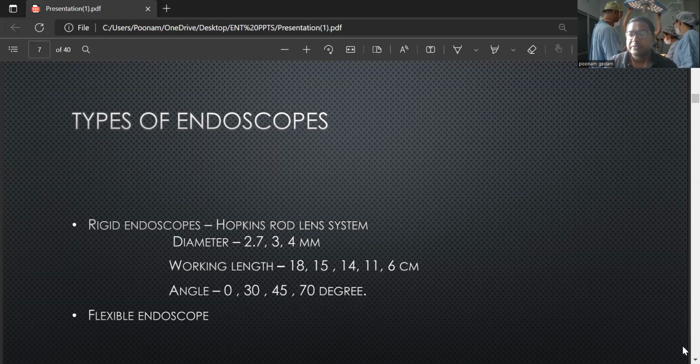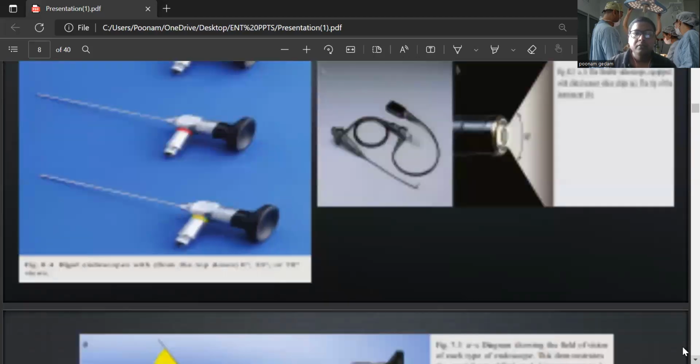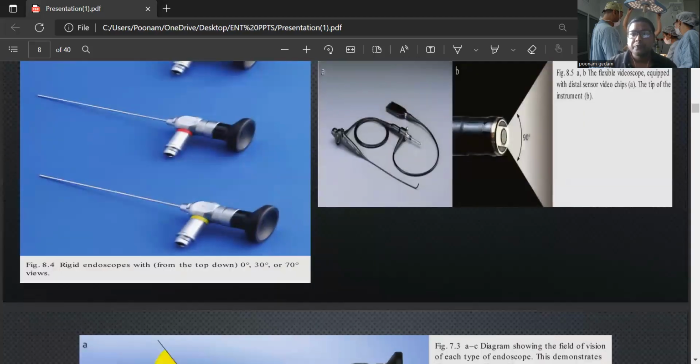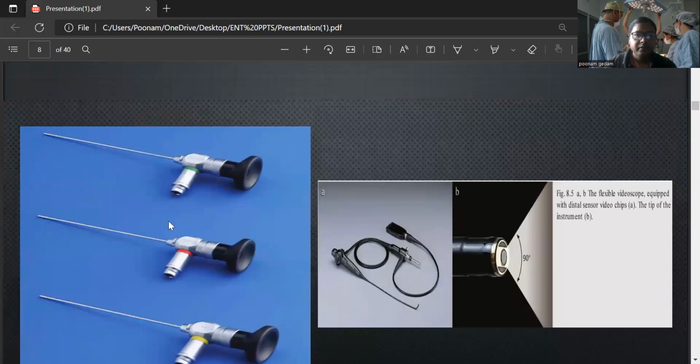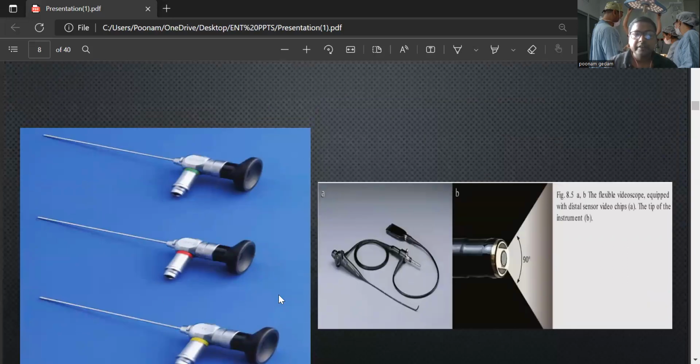There are also flexible endoscopes. You can see the photograph. This is 0-degree, this is 30-degree, this is 70-degree. This is the flexible video scope equipped with a digital sensor with video chip at the tip of the instrument.